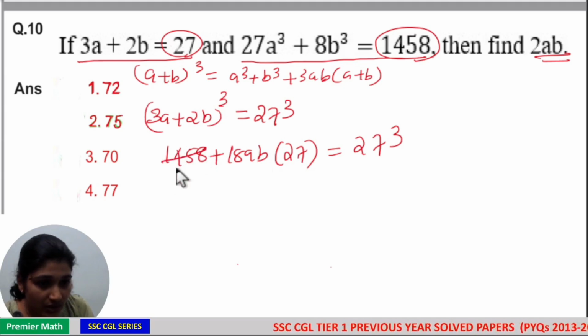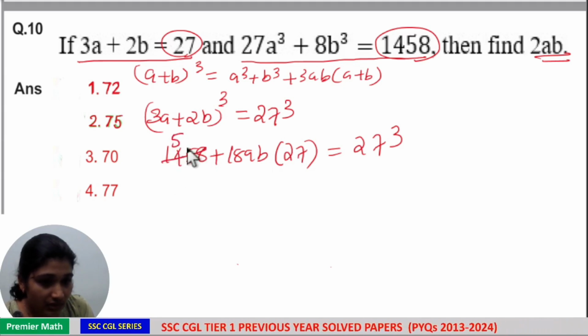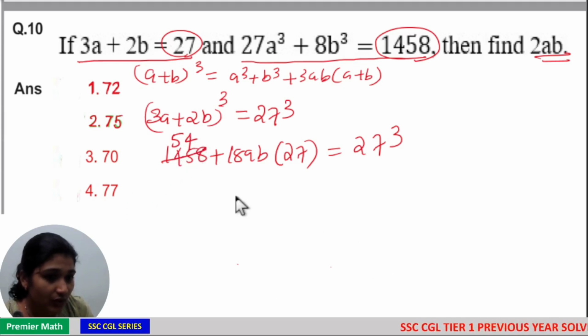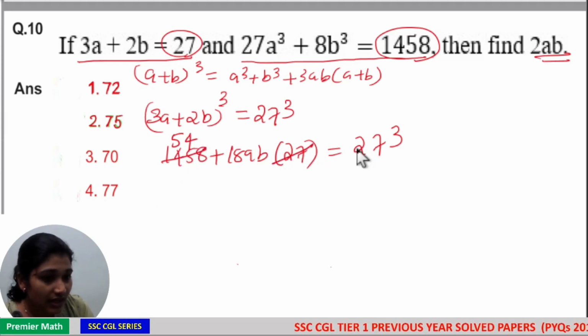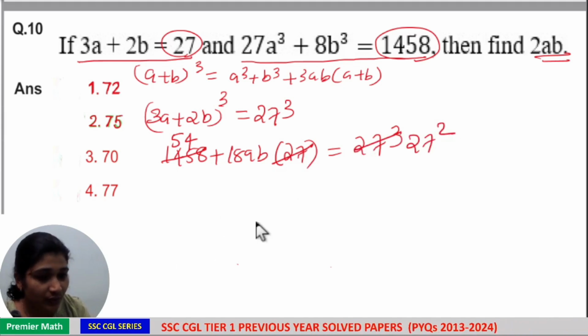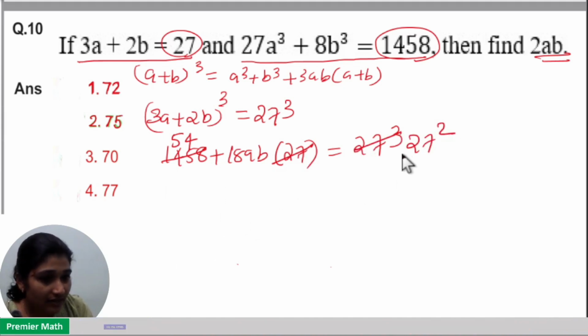27 goes 5 times. 5 into 2, 10. 5 into 7, 35. So 100 plus 35, 135. 27 goes 5 times in 135, remaining 108. Then 4 times in 108. And here 27 cancels. Here 27 goes 27 square times in 27 cube. Now if I am again cancelling with 27, this will become 27.